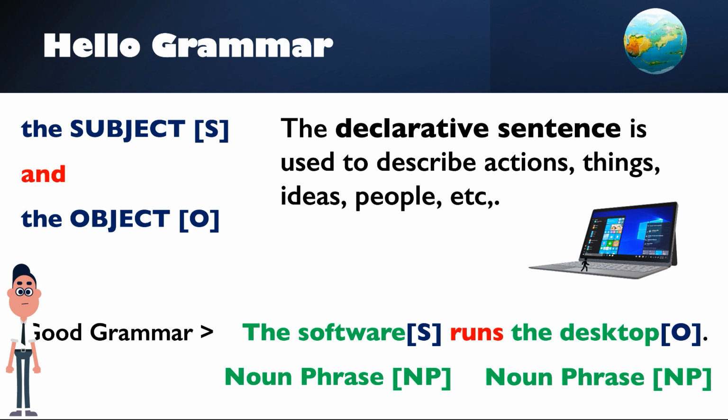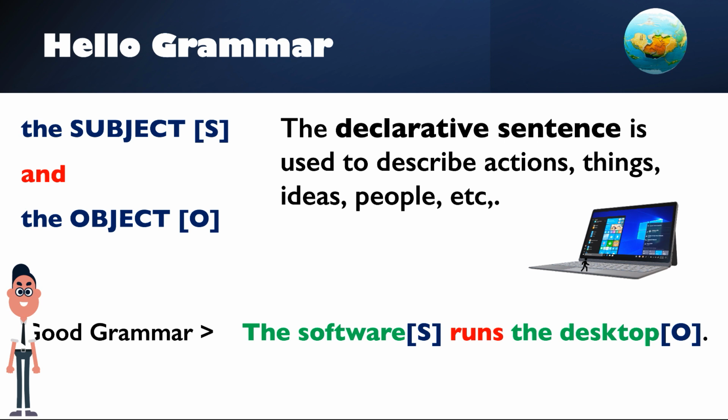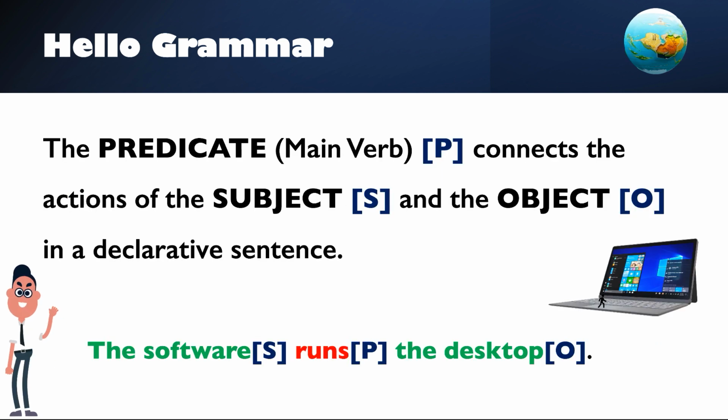So you've been hearing us say predicate. Let's just mention what this predicate is. The predicate, main verb, P, connects the subject S and the object O in a declarative sentence. So you can see here, the software, subject, runs, predicate, the desktop, object. So we have noun phrase, verb phrase, noun phrase.